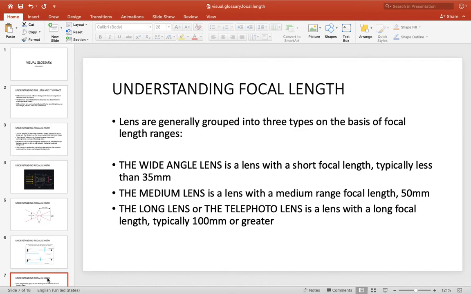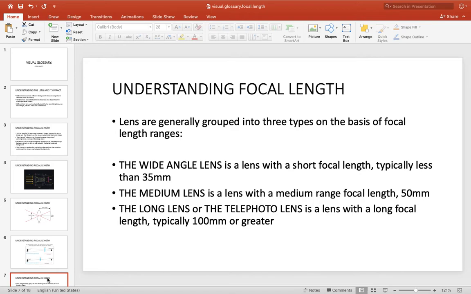The medium lens is a naturalistic lens. The image ends up looking more naturalistic. And that's a lens that has a medium range of focal length, which is about 50 millimeters. I think that Alfred Hitchcock shot a lot with it. Some of Hitchcock's best films are shot using 50 millimeter lenses.